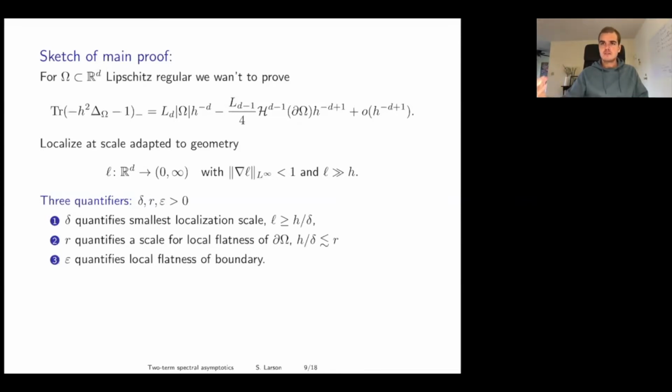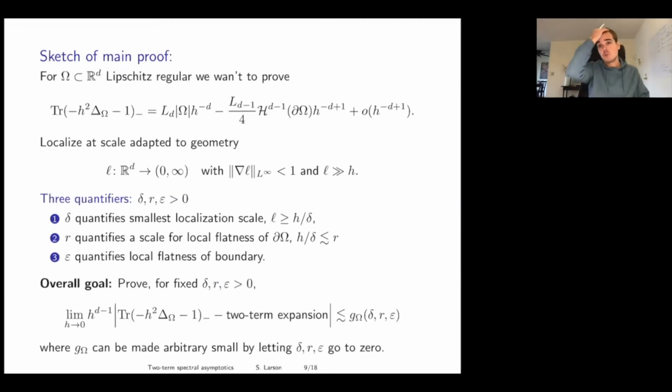And with these things on hand, the overall goal for what we want to prove, a restatement of this result here, but in terms of the quantifiers, is that we just view delta, r and epsilon as fixed. Then we want to prove that if we look at the trace minus the two-term expansion, correctly normalized, and we let h go to zero, then this can be bounded from above in terms of some function, which depends on our geometry and our three parameters. What needs to be shown in order to get a little-o is then just that we can choose a way to send delta, r and epsilon to zero so that this vanishes. Or, well, actually zero isn't necessary, but just choose delta, r and epsilon so that this is as small as possible.